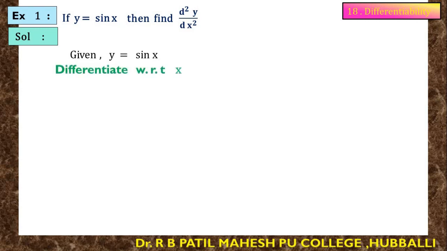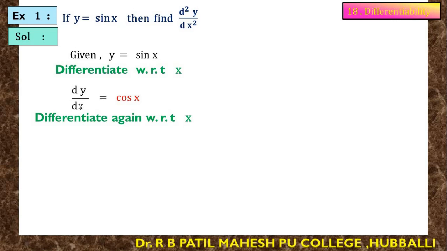So write differentiate with respect to x. The left side is written as dy by dx. What is the sin x function derivative answer? Cos x. Differentiate again with respect to x. Now this is the dy by dx function answer. This is also a simple function, very easily differentiable. Therefore differentiate this function again with respect to x.